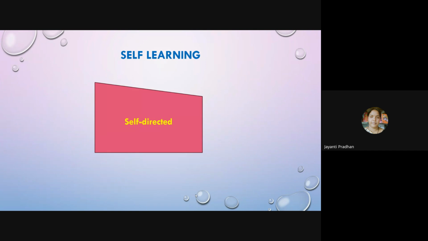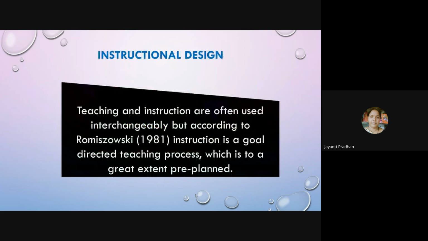Suppose nowadays you are searching the web, searching Google, going through different tutorials on YouTube, and you are learning by yourself. Whatever you like, however you like it, you direct it and learn. That is your self learning.